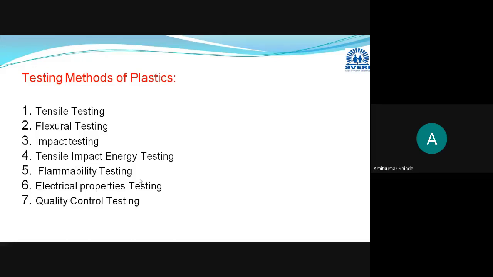Okay, in today's session, we are going to discuss the testing methods of plastics. That means how to determine the properties of a given plastic material by conducting different tests like tensile testing, flexural testing, impact testing, then tensile impact energy testing, then flammability testing. To determine some electrical properties of that material, we are going to conduct some electrical properties testing, and at the end we are going to check the quality of that particular component manufactured by performing some quality control inspections on that material.